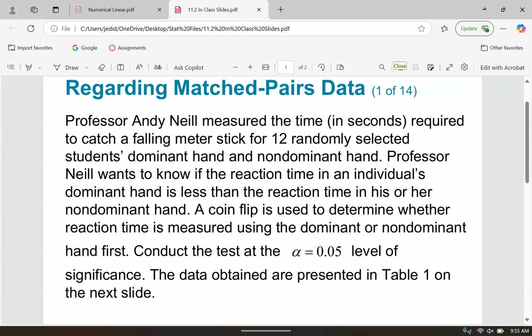They do a coin flip to decide if you're going to do the dominant or non-dominant hand first, because honestly, once you practice one, the second one should be a little easier, I would think. And then they're going to conduct the test at an alpha of 0.05.